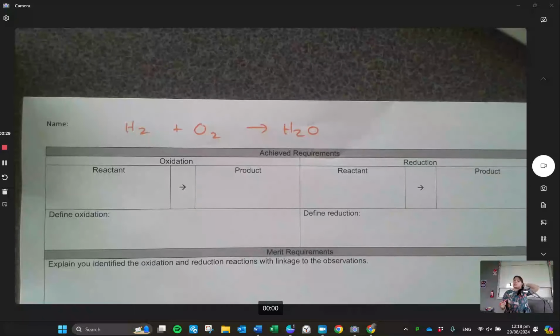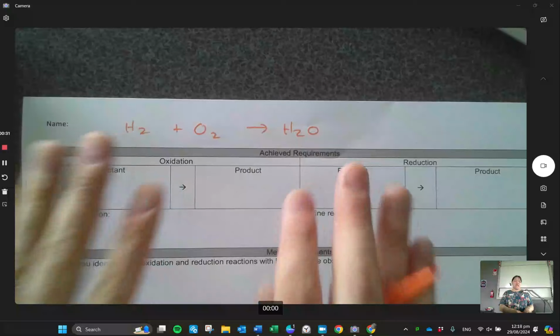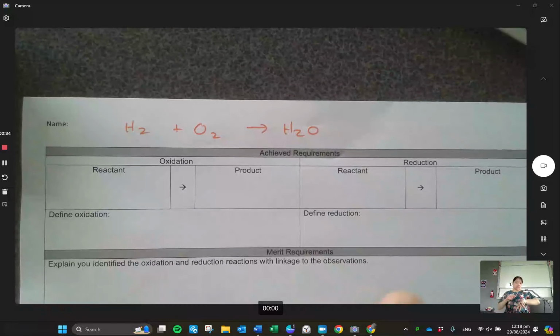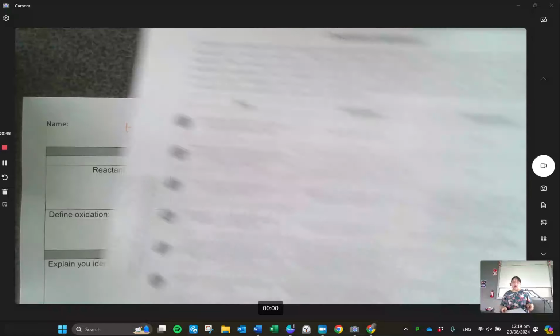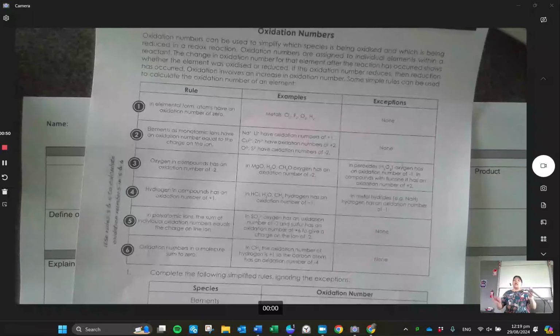But the challenge you're going to face here versus the other ones is we can't use the charges to figure out what's going on. So what we're going to need to use instead is something called oxidation numbers, because oxidation numbers are a way for us to see oxidation and reduction without having to rely on the charges. Some things to keep in mind: there's a list of oxidation number rules, and we can again use this in our justification for this part here.